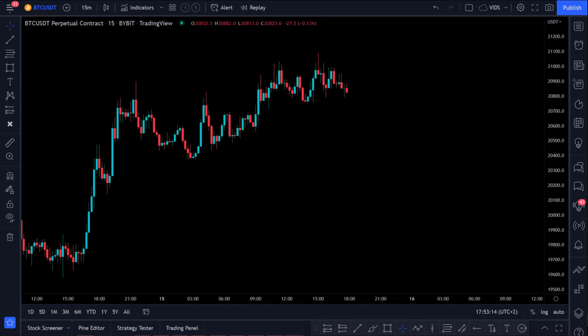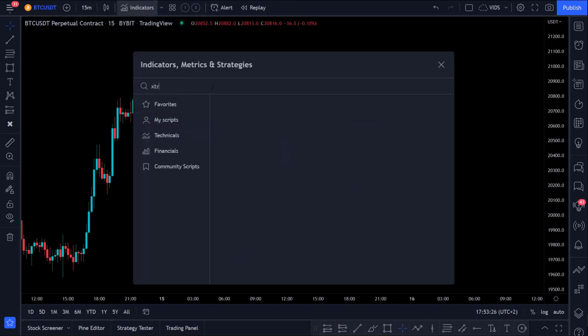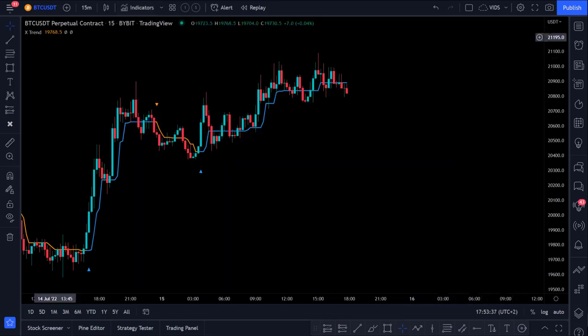You can execute this day trading strategy on cryptocurrencies, Forex, and the stock market. For now, I'll use the price chart of Bitcoin. We use two indicators for this strategy. The first indicator is the extreme trend indicator. Fill in extreme trend and click on this indicator. As you can see, very few people use this indicator yet, which makes it even more special.